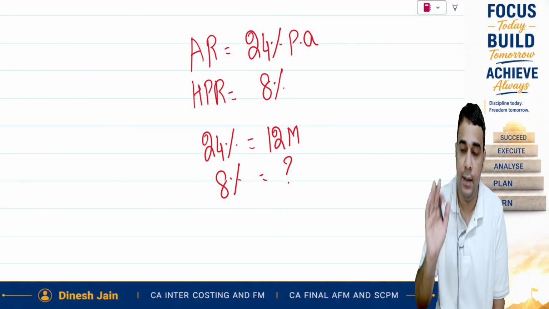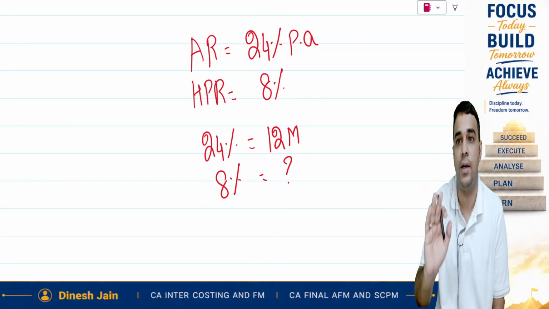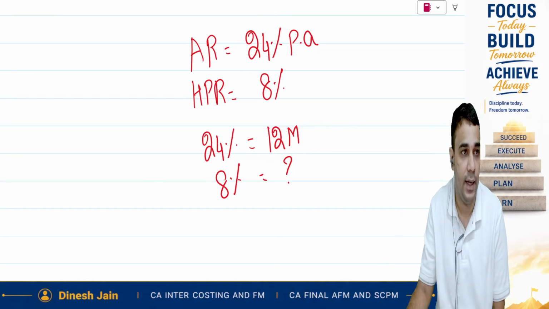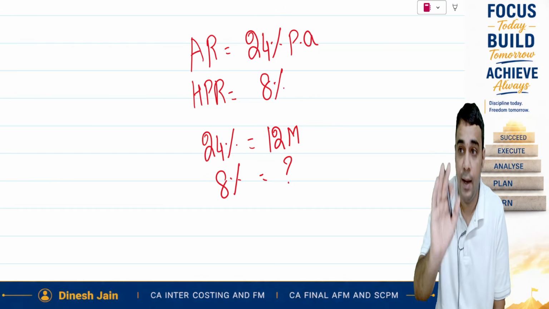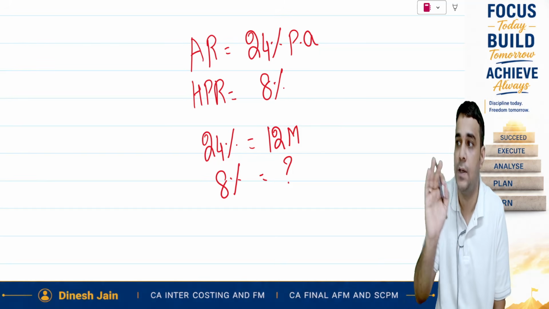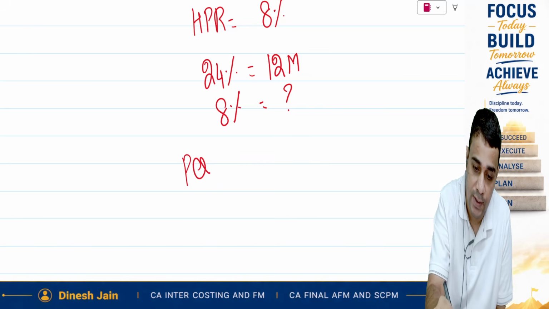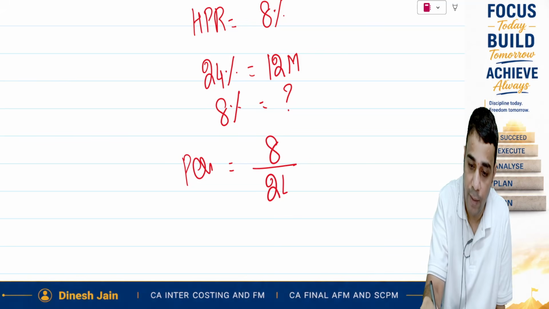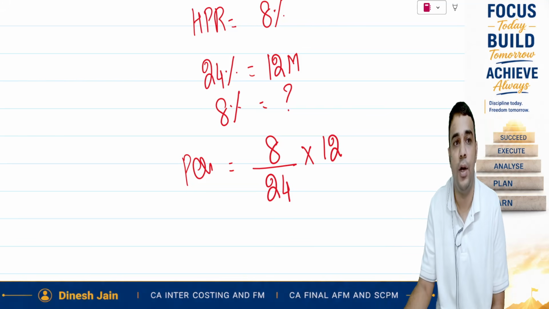I'll repeat again. 24% I earn in 12 months, because the annual return is always a yearly data, and that is 12 months. 8% is question mark. What is cross multiplication? Period is equal to, tell me the multiplication. 8 by 24 into 12.